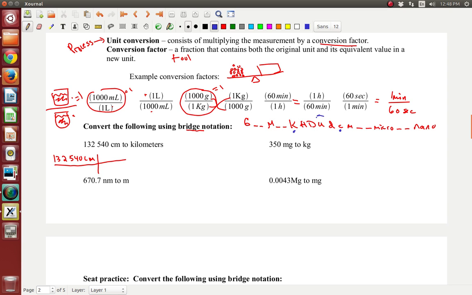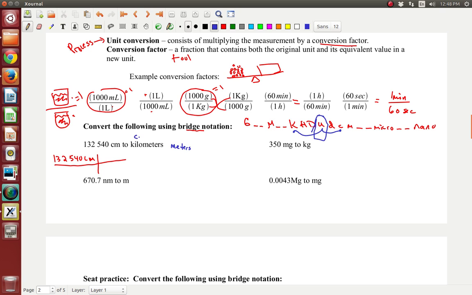Whenever you go from one side to the other, you have to go through the base unit and then to the other unit. So this is going to be a two-step process. Okay, so I'm going to change first centimeters into the base unit, and the base unit in this case is meters.